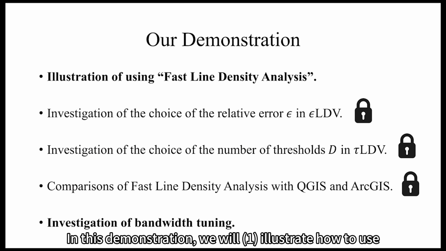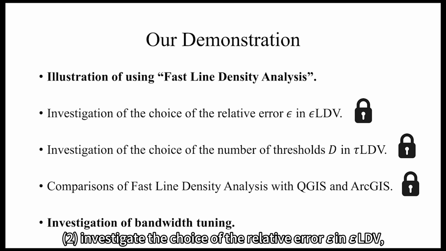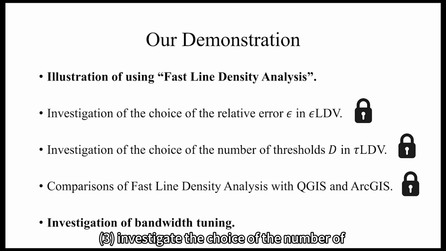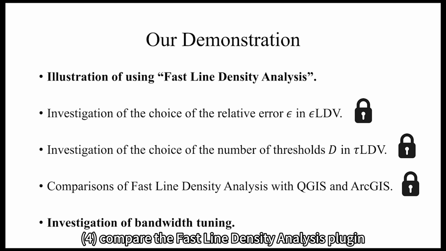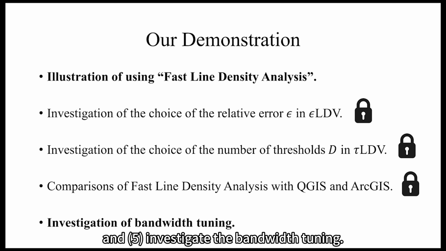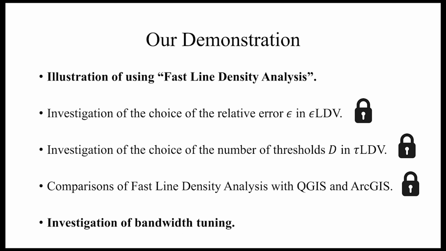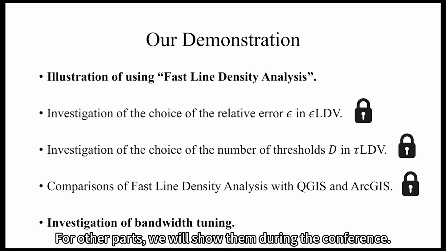In this demonstration we will: 1. Illustrate how to use Fast Line Density Analysis. 2. Investigate the choice of the relative error epsilon in epsilon LDV. 3. Investigate the choice of the number of thresholds D in tau LDV. 4. Compare the Fast Line Density Analysis plugin with QGIS and ArcGIS. And 5. Investigate the bandwidth tuning. In this video, we only demonstrate the first part and the fifth part. For other parts, we will show them during the conference.